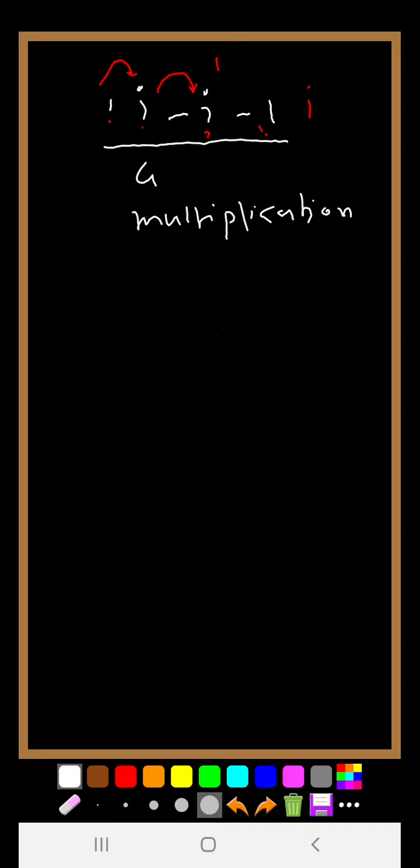Now we need to find out the identity element. So here the identity element is of course 1. Any element multiplied by this identity element will give you back the original element. So this is the identity element. And the last one is your inverse.